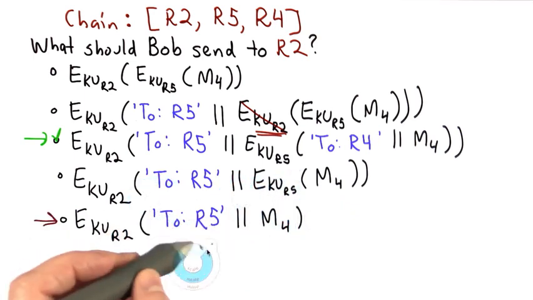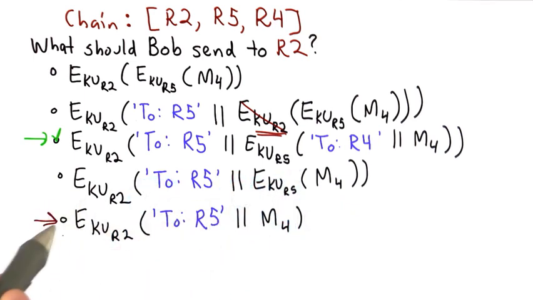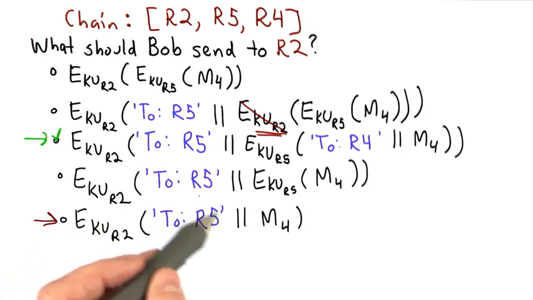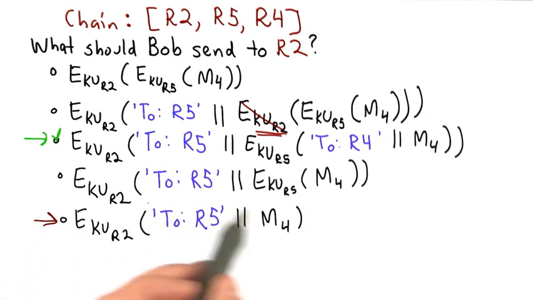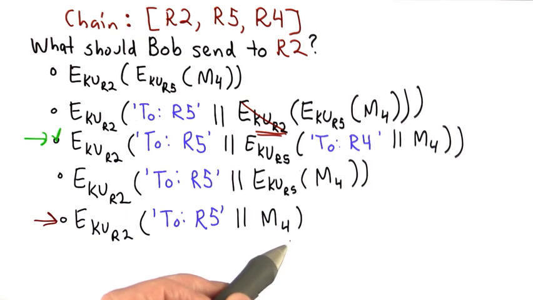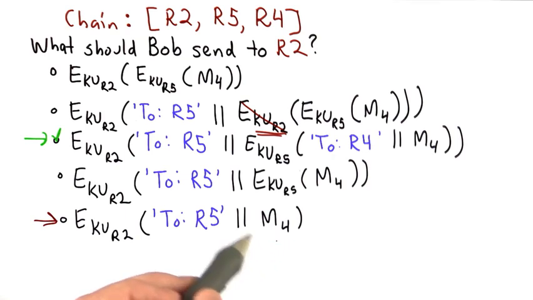The final option wouldn't work because R2 would get the message to send to R5 and send the message here, which is M4. That's encrypted using R4's public key. R5 wouldn't know where to send the message. So the only one that works is the third choice.